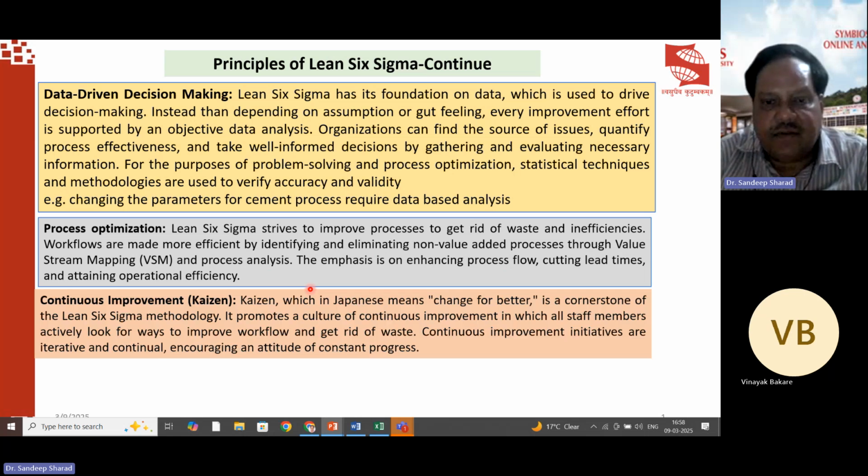Continuous improvement: Kaizen, which in Japanese means change for better, is a cornerstone of the Lean Six Sigma methodology. It promotes a culture of continuous improvement in which all staff members actively look for ways to improve the workflow and get rid of waste. Continuous improvement initiatives are iterative and continual, encouraging an attitude of constant progress.